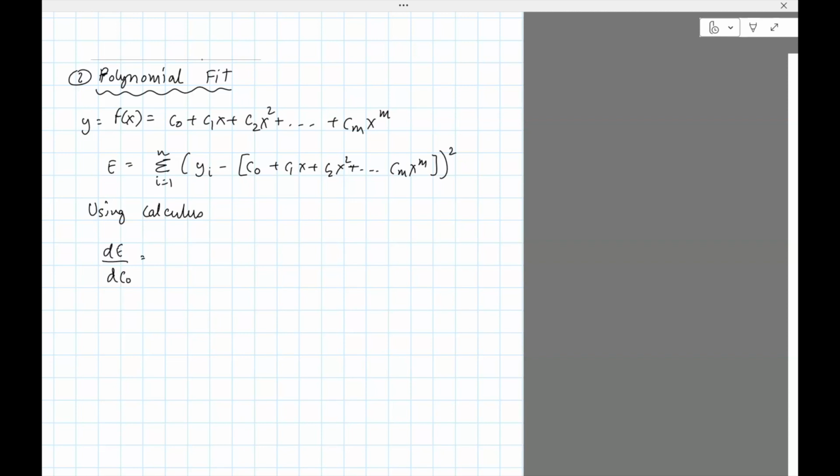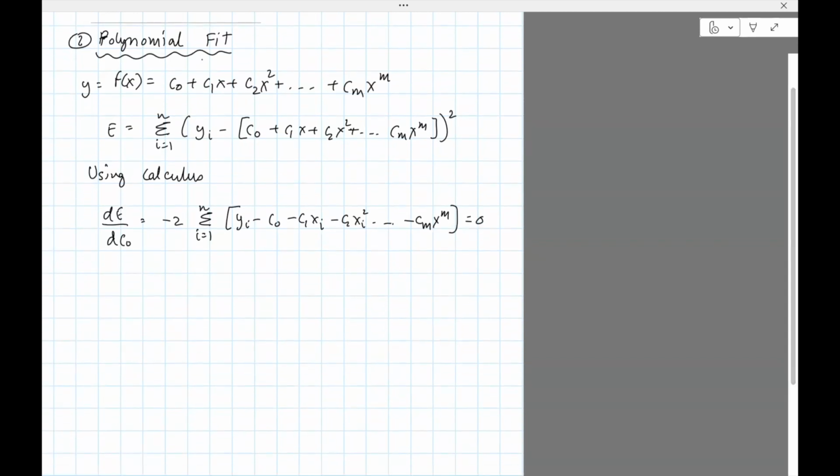So if you do this derivative, I'm going to take a shortcut here and write the simplified expression. There is one step before this, which I've ignored. You get y_i minus c0 minus c1 x_i minus c2 x_i squared, and so on till cm x_i^m, equal to 0. That's the derivative with respect to c0. The next one would be de/dc1. That'll come out to be minus 2 summation i equals 1 to n.